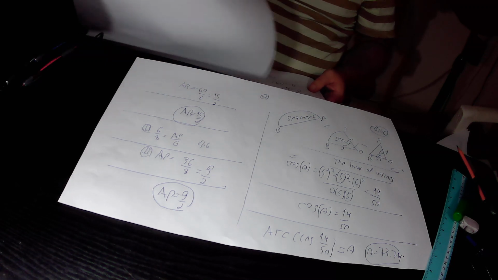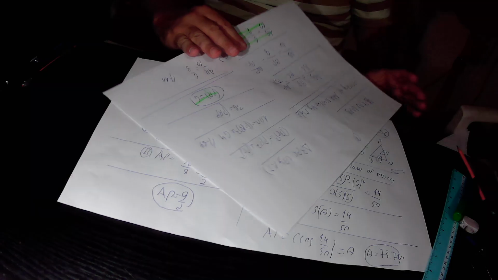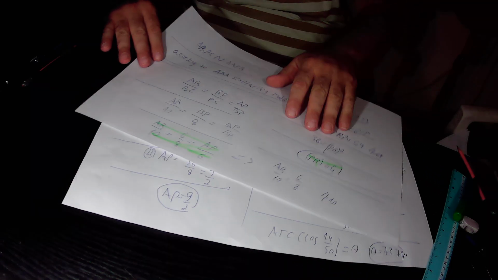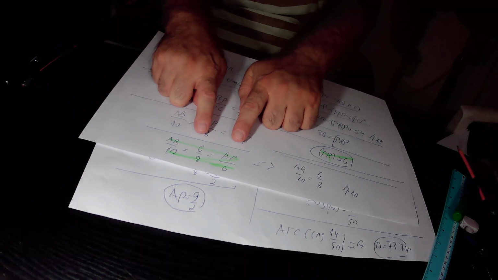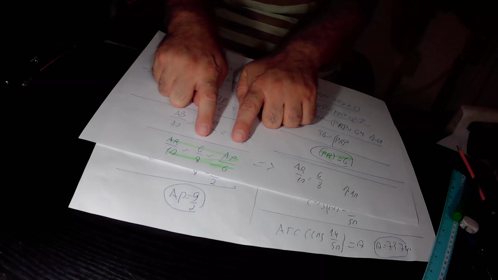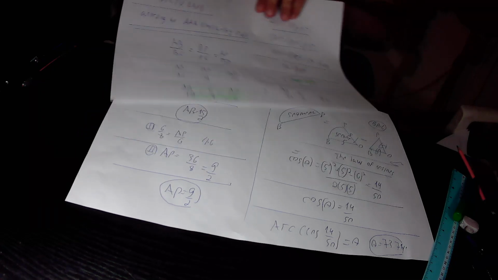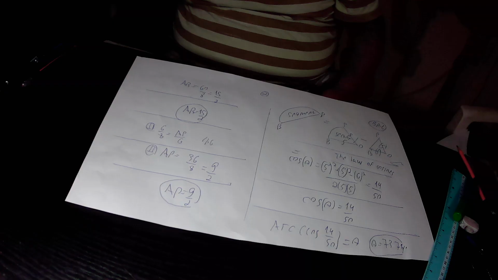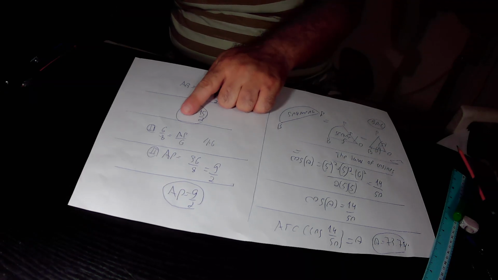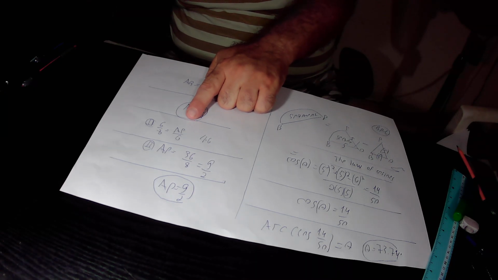So actually those two expressions are also equal to each other. Therefore we can get equation 2 from those two expressions that are equal to each other. So according to equation 2, 6/8 equals AP over 6.